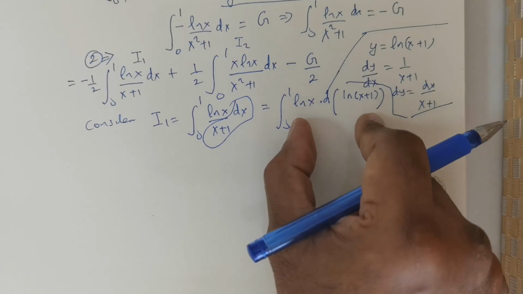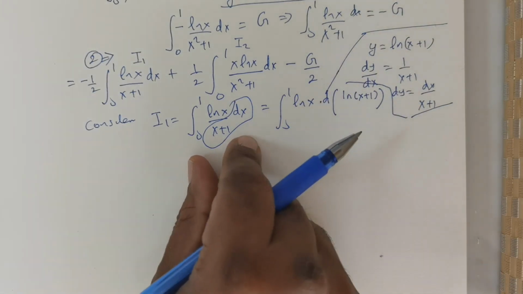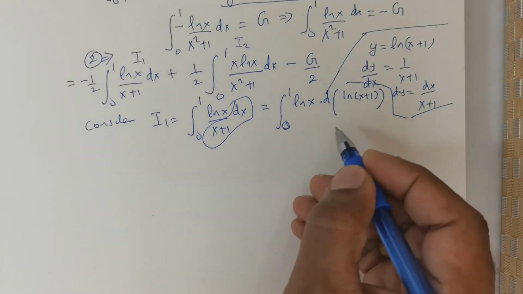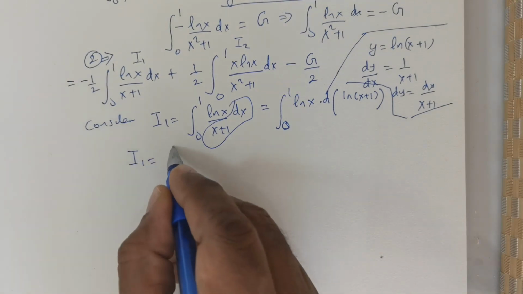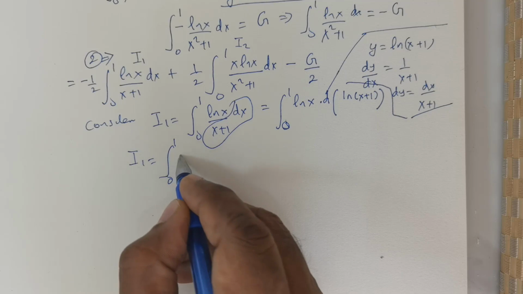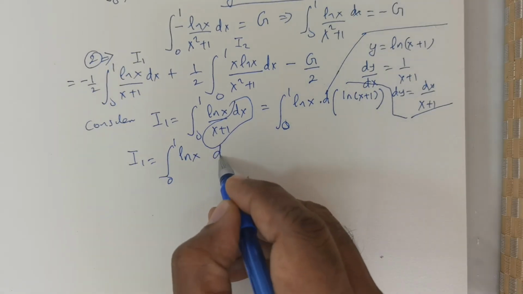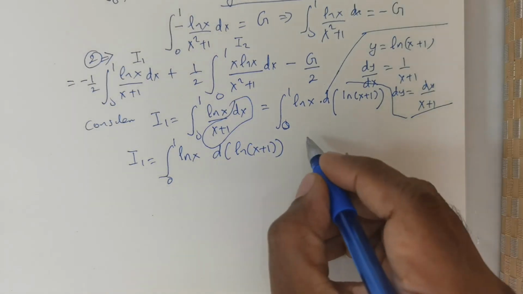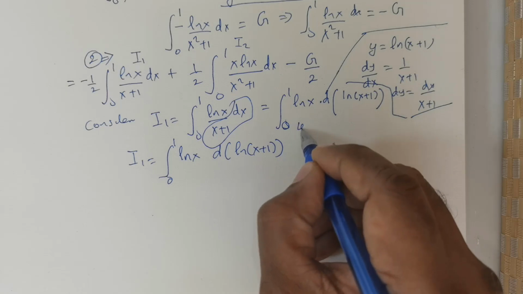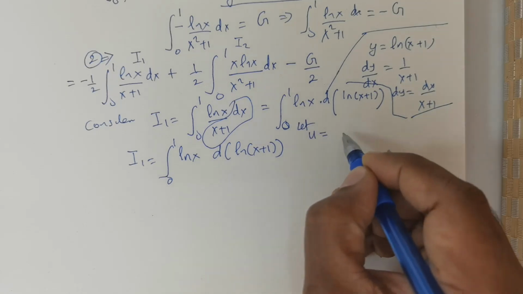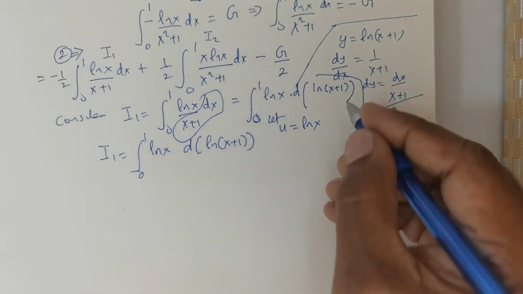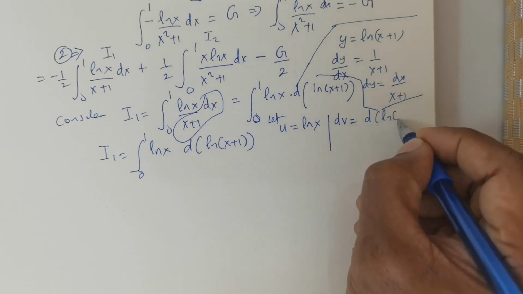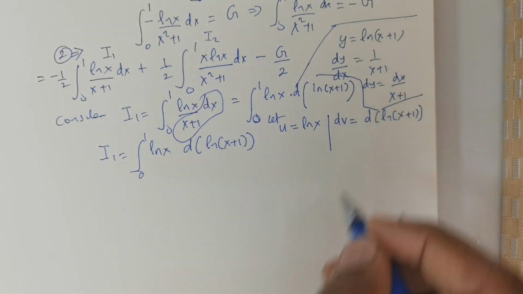So this representation is going to produce me this, which is the required quantity of integration. So having mentioned that, what I would like to do is integrate I1 is equal to integral 0 to 1 ln x times d of ln of (x + 1). Now I would like to use integration by parts. So let me take u to be ln x, and let me take dv to be equal to d of ln of (x + 1), right?